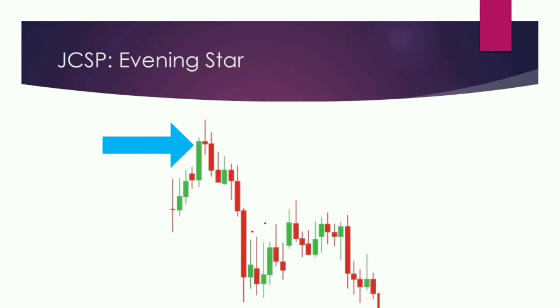Here we have an example of the evening star. The evening star is usually seen at the resistance level. After hitting the resistance level and there is a rejection, we normally have a bearish candle follow. Again, these are just examples of the candlestick patterns being shown on the charts.